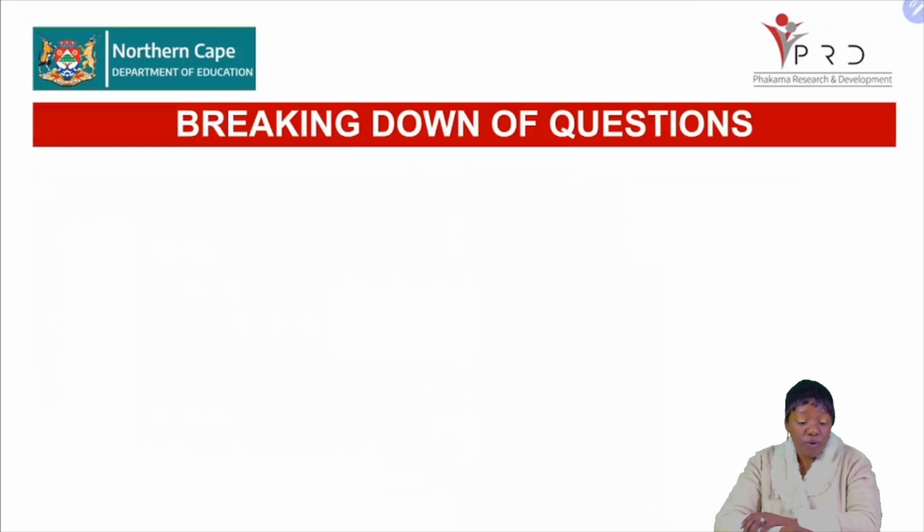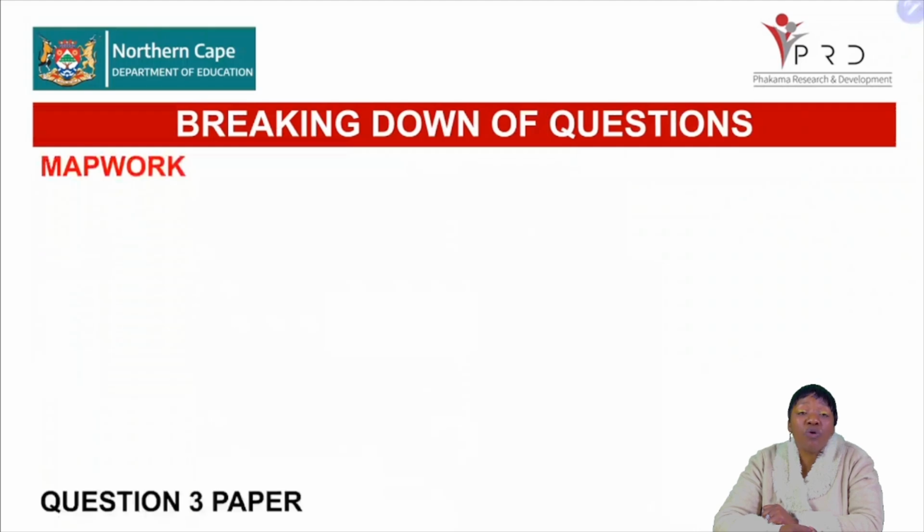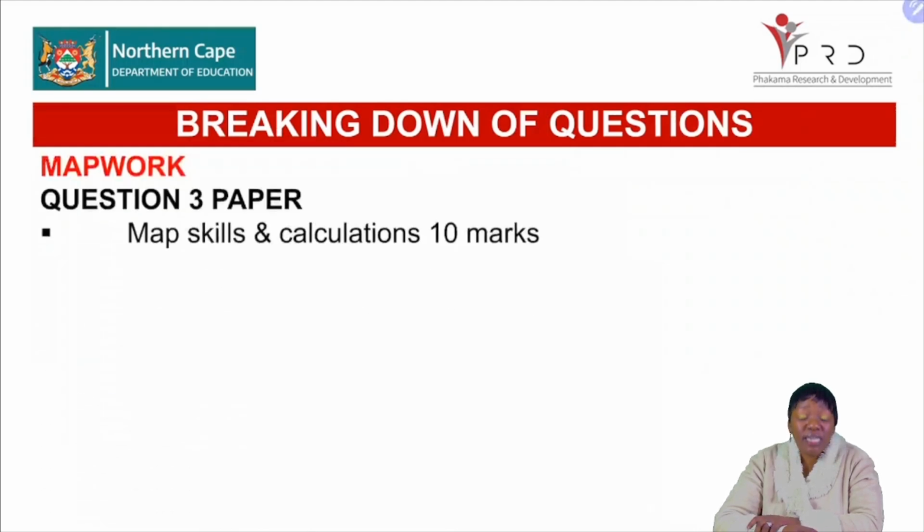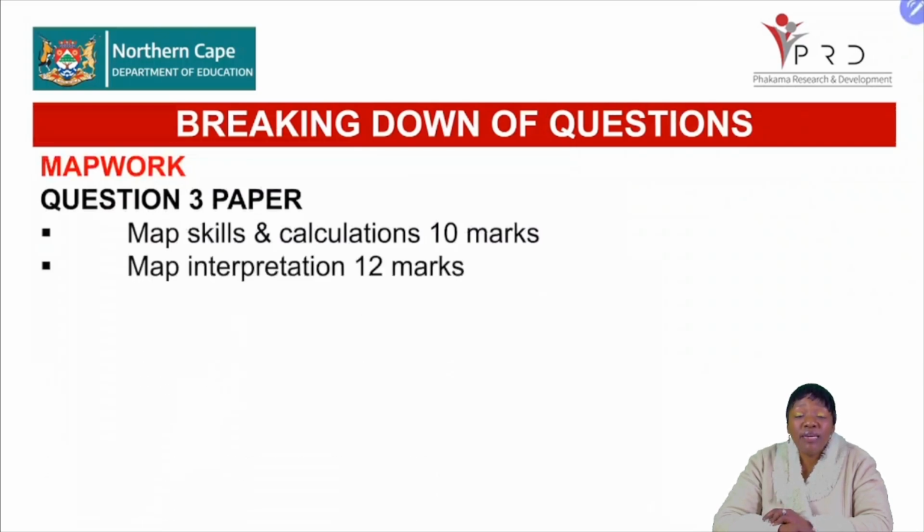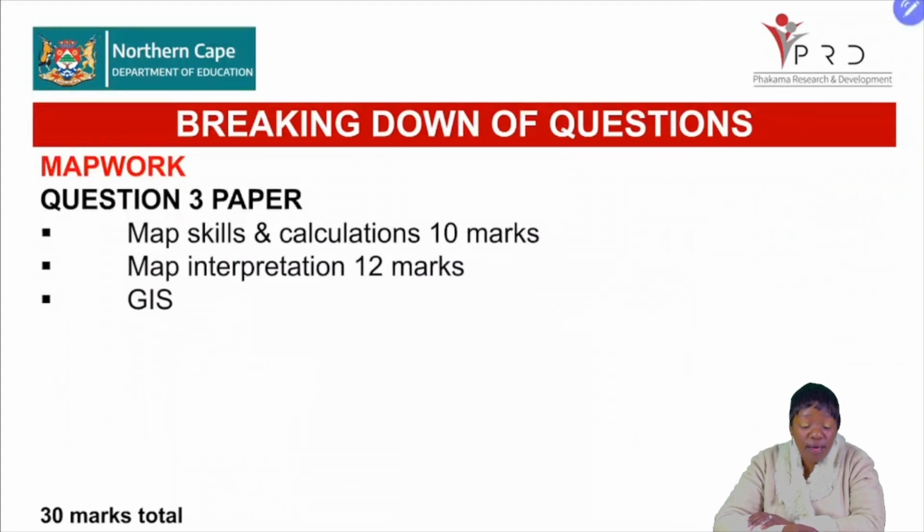In your question 3, you will be expecting your map work questions. Under your map work questions, again, it will be differentiated into 3. Number 1, you will have your map skills as well as your calculation. All these 2 will give you 10 marks. Then secondly, your figure 3.2, you will have your map interpretation. Remember, you are interpreting the map as well as the theory part. So your map interpretation has 12 marks. Then lastly, as your figure 3.3, you will have your GIS questions. Your GIS questions will give you a total of 8 marks. Altogether, question 3 will have 30 marks. Then the overall of your question paper is 150.